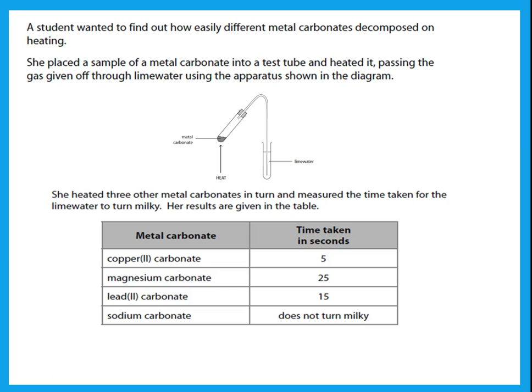She heated 3 other metal carbonates in turn and measured the time taken for the lime water to turn milky. So what she's doing is, if the reaction is very fast, then it will give a lot of carbon dioxide and the lime water will turn milky in less time. If the lime water takes a long time to turn milky, that means the metal carbonate is not decomposing quickly. If it does not give any milky color after a long time, that means what? That means that the compound is not reacting at all. It did not decompose. Remember that breakdown of a substance to form products, this is decomposition.